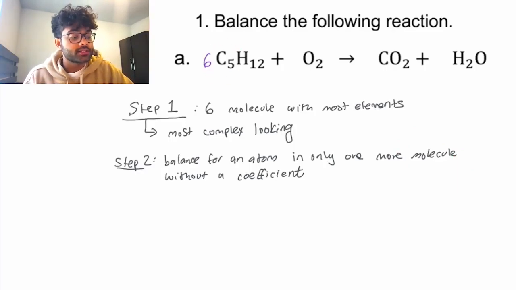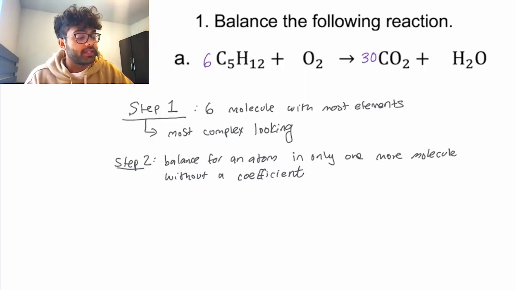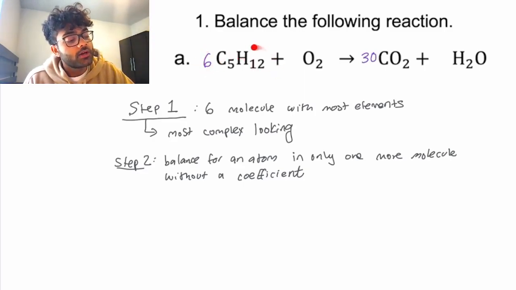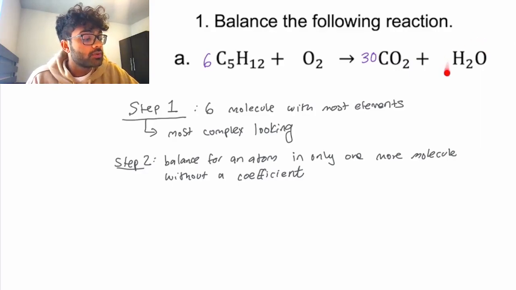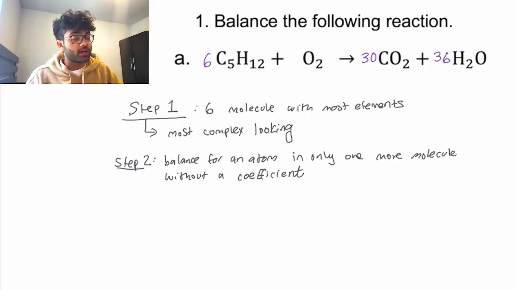So let's see if carbon does. Carbon only appears in CO2, so CO2 doesn't have a coefficient, great candidate. And actually hydrogen also applies, it only appears in H2O, and that also doesn't have a coefficient. So for now, we're just going to use CO2 arbitrarily. So 6 times 5, 30 carbons. Each CO2 has 1 carbon, so we want 30 CO2. All right, great. Now let's repeat that for hydrogen. 6 times 12 is 72 hydrogens. Each H2O has 2 hydrogens, and we want 72 on that side, so we want to put a 36 here. That gives us our 72 hydrogen.